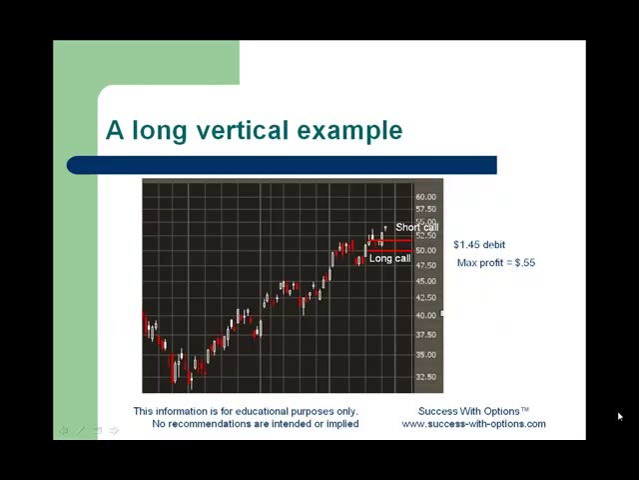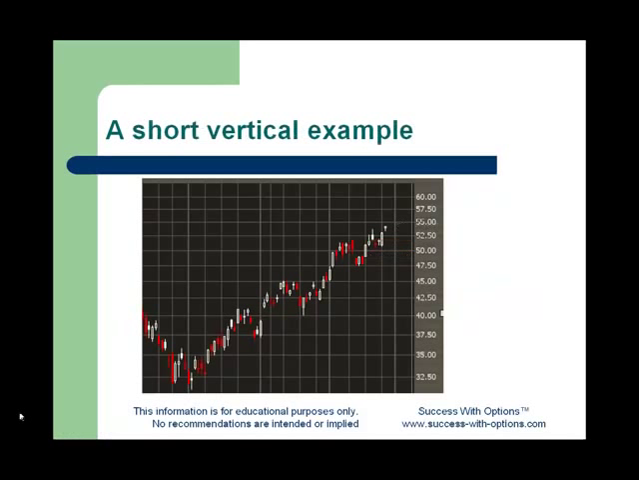What's the maximum loss? If the stock opened tomorrow at $40 and stayed there, this spread would expire worthless and we would lose $1.45, which is what we paid to enter it. So what we have here is a maximum gain of 55 cents and a maximum loss of $1.45. Let's now look at an example of a short vertical spread.